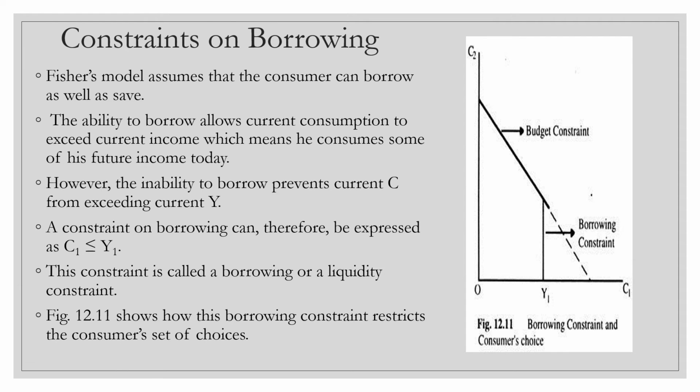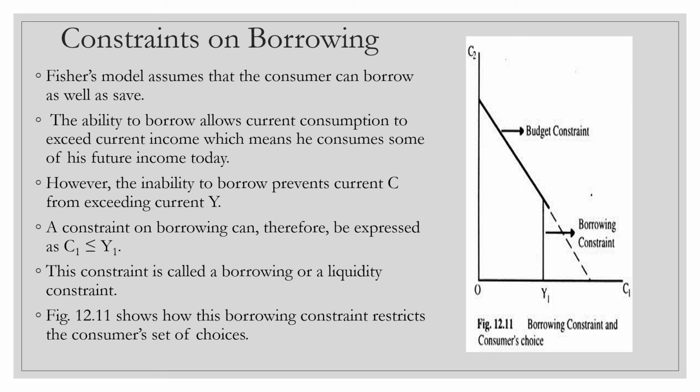Now let us understand the case of constraints on borrowing. Fisher's model assumes that the consumer can borrow or save, depending upon his or her convenience. The ability to borrow allows current consumption to exceed current income, which means he consumes more of his future income today. However, the inability to borrow prevents current consumption from exceeding current income.